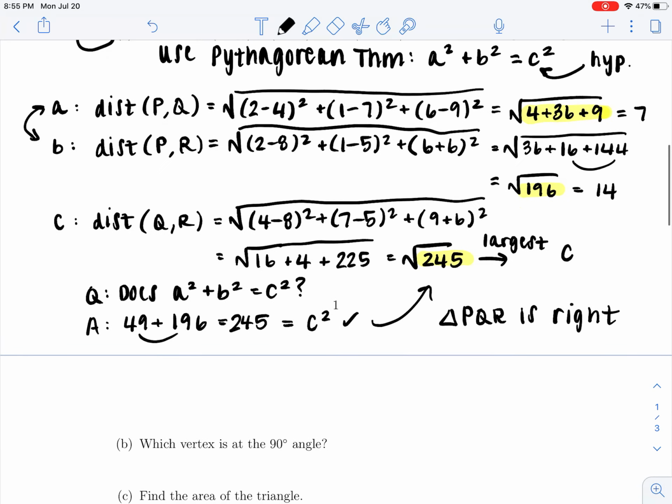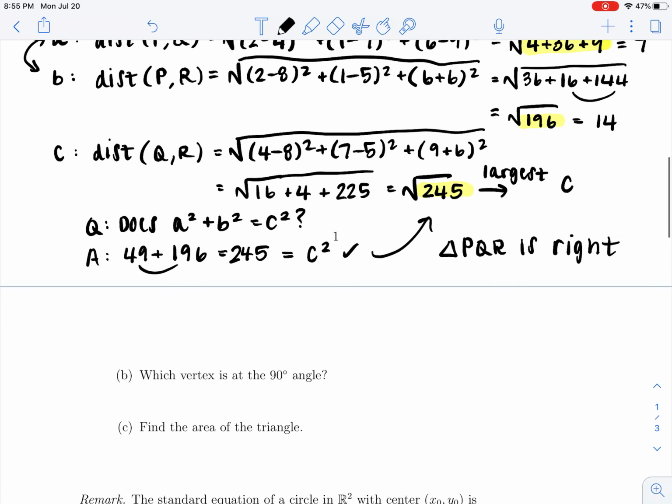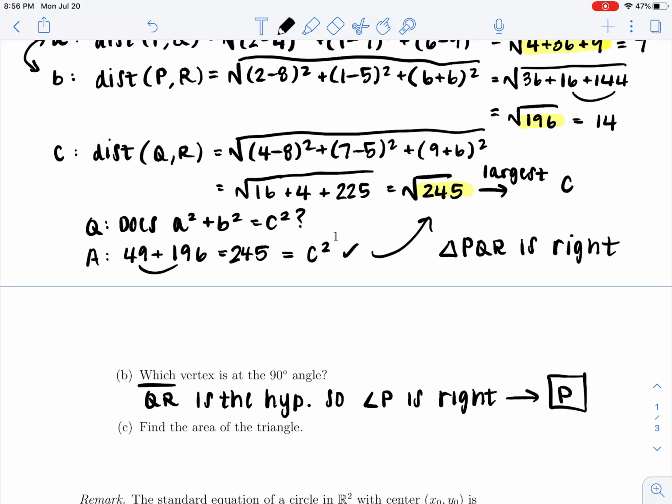All right, we have a couple more pieces to this problem. Part B says which vertex is at the 90-degree angle. So what we just discovered is that segment QR is the hypotenuse. And we know that the hypotenuse is always opposite the right angle. So angle P is the right angle. So our answer is P is the vertex of the right angle.